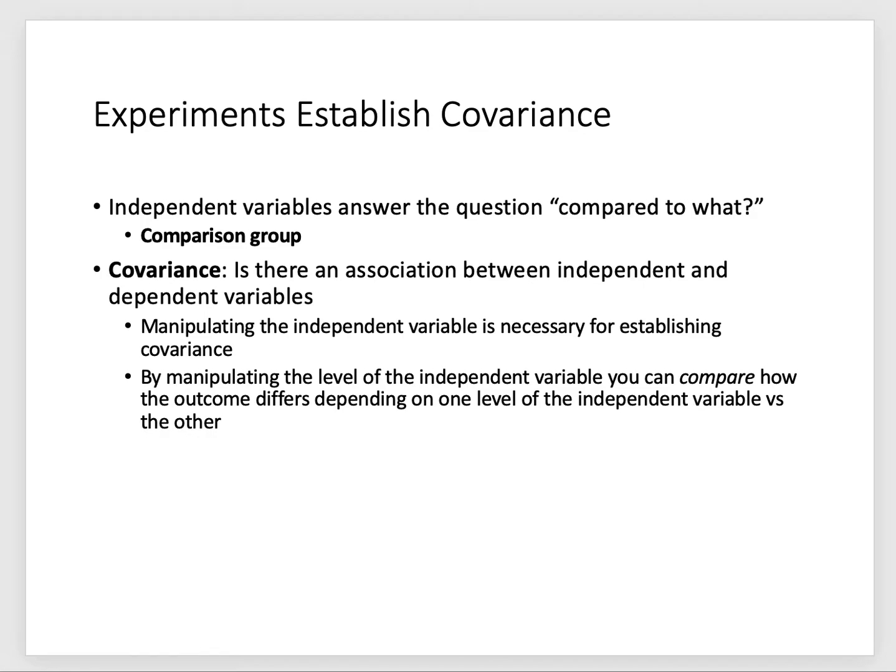All right, so again, covariance addresses the question of whether there's an association between the two variables. Manipulating the independent variable in an experiment is necessary for establishing covariance. It allows us to determine these different comparison groups. So by manipulating the level of the independent variable, you're able to compare how and how much the outcome differs according to one level of the independent variable versus the other. And again, levels of the independent variable are the same thing as those comparison groups.